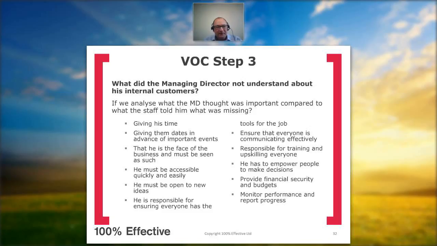We then looked at what I thought, what they thought, what was different, what I had missed, and what I had misunderstood. And this is again a list of what came up. It's quite interesting that there were things I had not really appreciated that were important to my internal customers. Things like me giving people time was very important to them. Me making sure that I was open to new ideas, me making sure that I gave them the tools for the job. These were all important, and I had never even thought about putting them into my list. So we can see that there were some things missing, and obviously we can then do something about them.